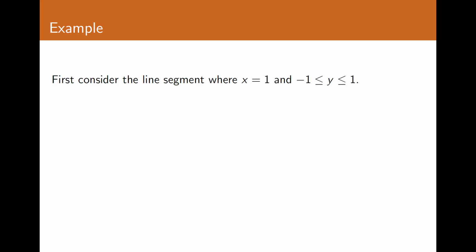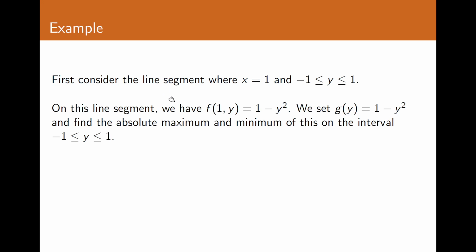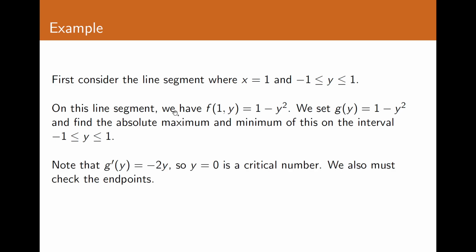So let's start by considering the line segment where x is equal to 1 and y goes between minus 1 and 1. We're only caring about when x is equal to 1, so if we plug that into our function, it becomes 1 minus y squared. Now I want to find this function's absolute maximum and absolute minimum for when y is between minus 1 and 1. So let's set g of y to be 1 minus y squared, and find the absolute maximum and absolute minimum on this interval. So we're back to an absolute max and absolute min problem for a function of a single variable.